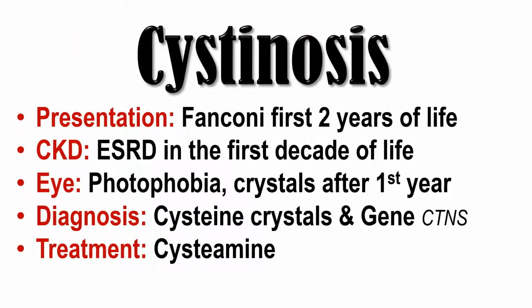The most important cause of Fanconi syndrome is cystinosis, and cystinosis is one of the most common inborn errors of metabolism producing Fanconi. It presents in the first 2 years of life and produces end-stage renal disease by the first decade. The children may present with photophobia, and crystals appear in the cornea after the second year of life and can be detected by slit lamp examination. Treatment is cysteamine.